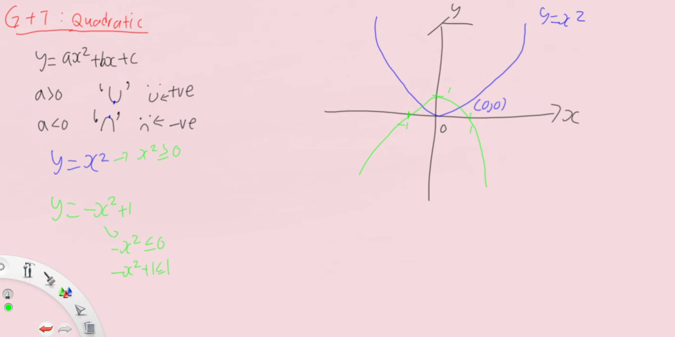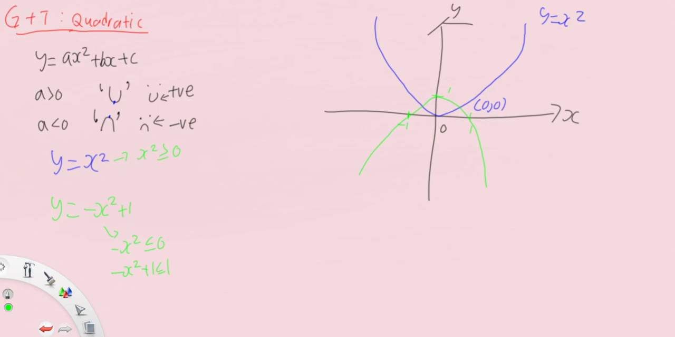Hence the N shape with a turning point at x equals 0, y equals 1. Sorry, it's a maximum value, not a minimum value, because the greatest value of minus x squared is at 0, hence 0 plus 1 is 1. So this is the general shape of a quadratic graph.